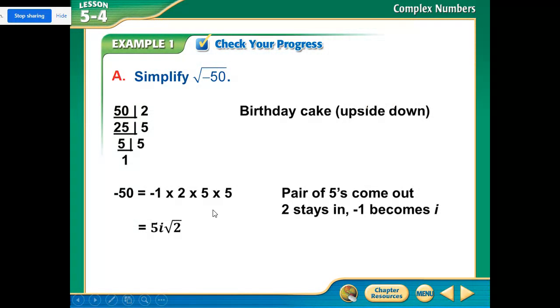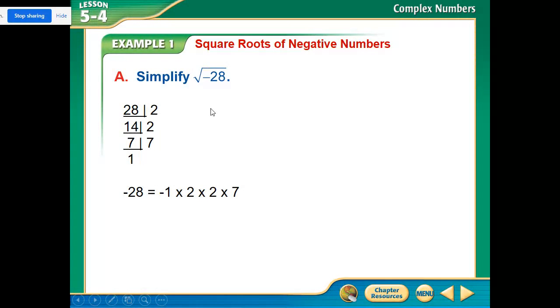Let's try another one. So here's the square root of -28. So we have 28 divided by 2 is 14, divided by 2 is 7, divided by 7 is 1. Now, my first thought with 28 was that I was going to divide it by 4, but I can't do 4 because 4 isn't a prime number. So I had to go back to 2, and then 2 again, and so on and so forth.